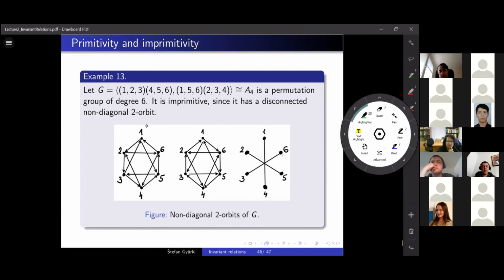Maybe it is not immediately visible, but the 2-orbits of this group, which are non-diagonal, are these 3 2-orbits, and you can see that the first 2 are connected, but the last one is disconnected, proving that the action of the alternating group is imprimitive in this example.